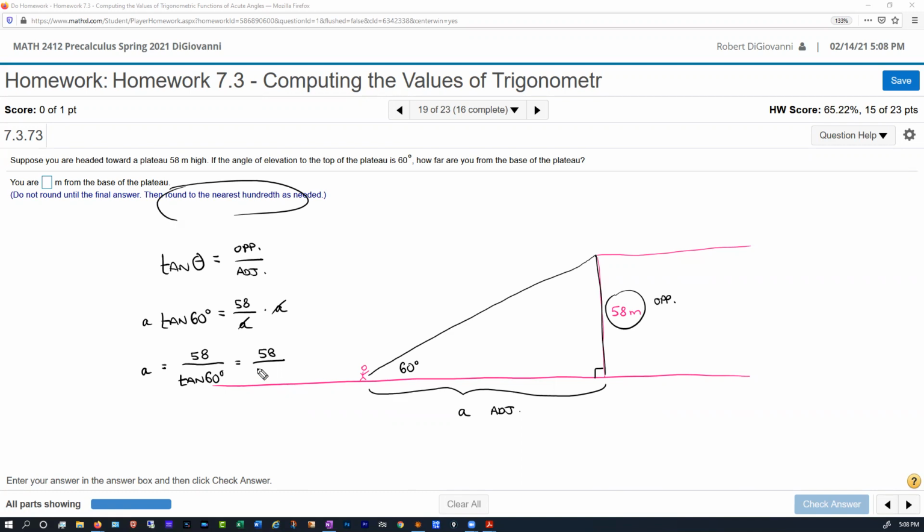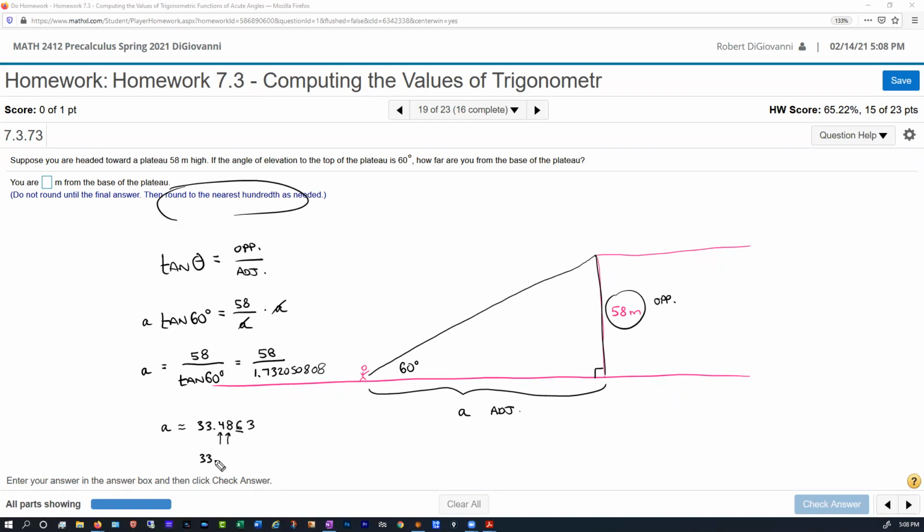Is about 1.732050808. Do 58 divided by that, and you should get that A is about 33.4863, and they want us to round to the nearest hundredth. So this is tenths, this is hundredths. So we look at that number, it's a 6, we're going to round that 8 up to a 9.